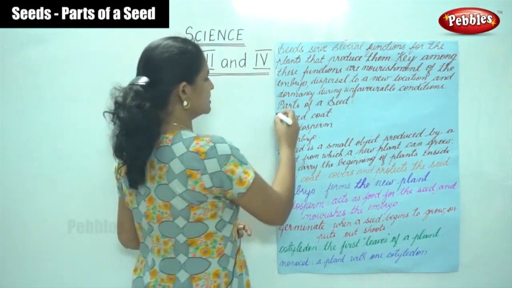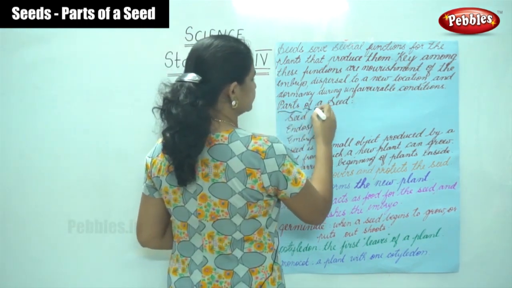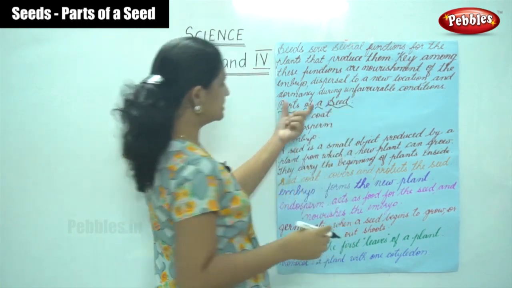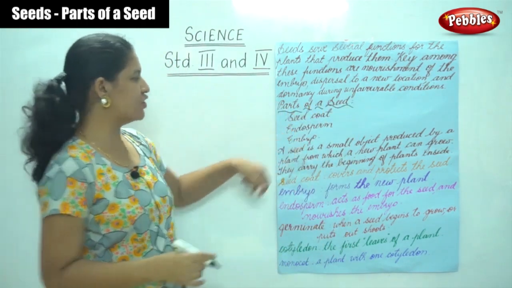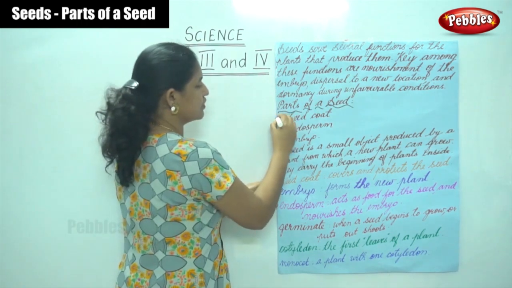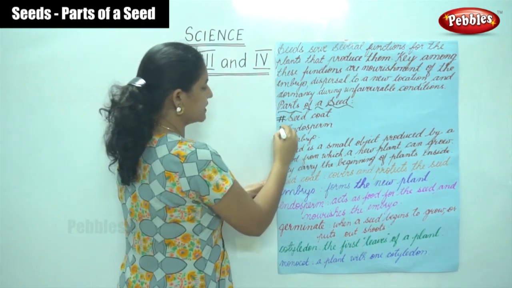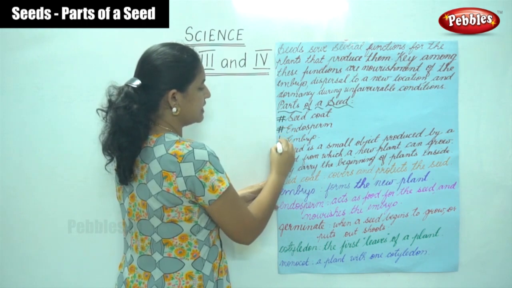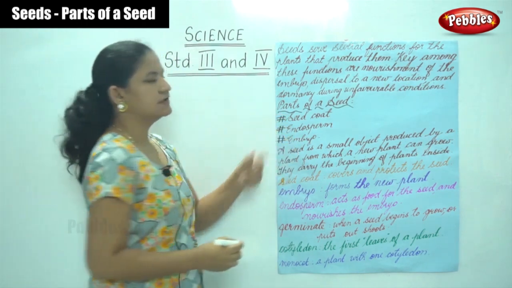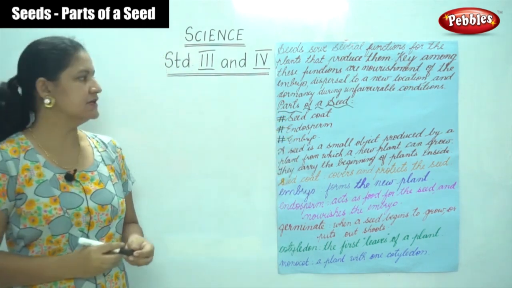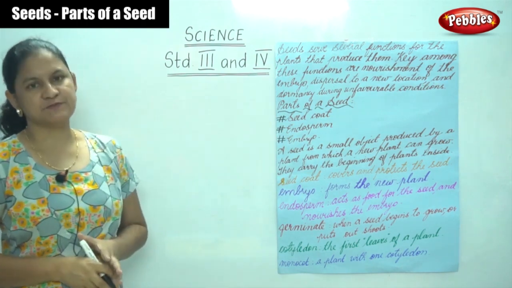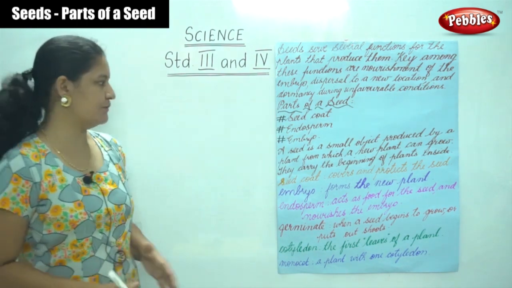Next, moving on to the parts of a seed. The parts of the seed are the seed coat, the endosperm, and the embryo. So these are the three parts of a seed: seed coat, endosperm, and embryo.